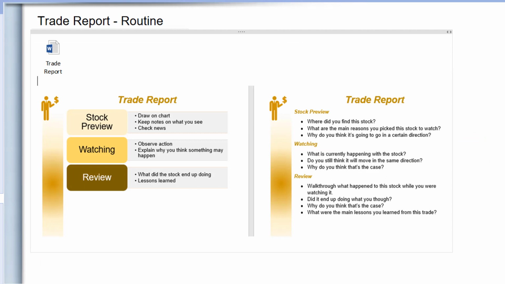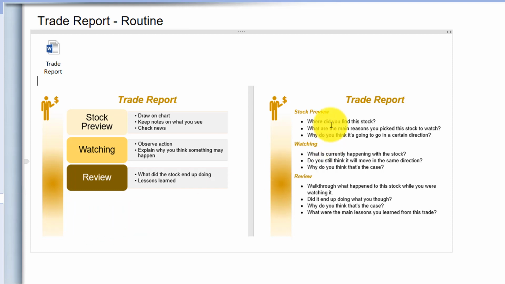The final one is the trade report. And really here at the start, it's just kind of the stocks you're watching report, but later on it's going to be called the trade report, so I'll just keep it as it is. Here, we've got 3 steps. Same thing, we have our routine over here and the questions over here along with a template. The first is to do a stock preview, draw on the charts, keep notes on what you're seeing, and do a little research by checking some news.